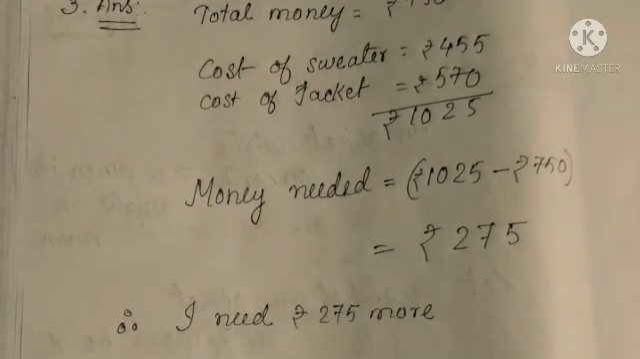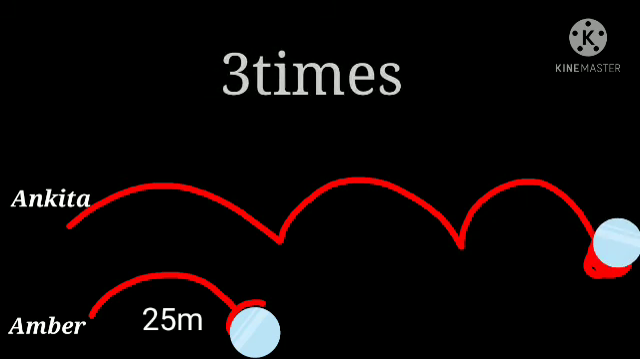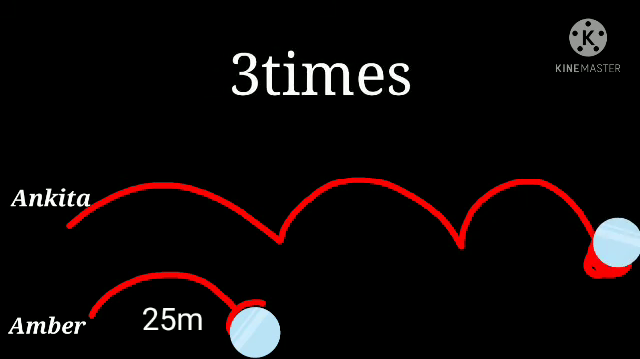Okay, and question number 4, very interesting. You see, Amber threw a ball 25 meter. Okay, so Amber threw a ball at a distance of 25 meter. Ankita threw it 3 times as far. That means 3 times whatever distance Amber threw, Ankita covered 3 times of that. Okay, so how far did Ankita throw the ball? I think you understood what the question is.